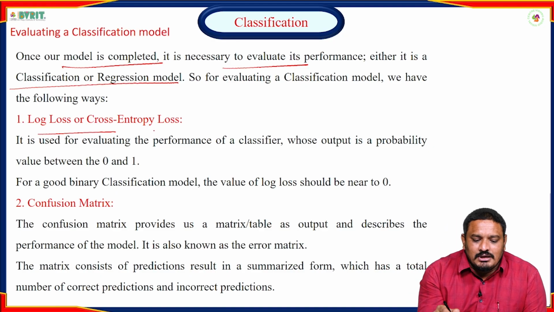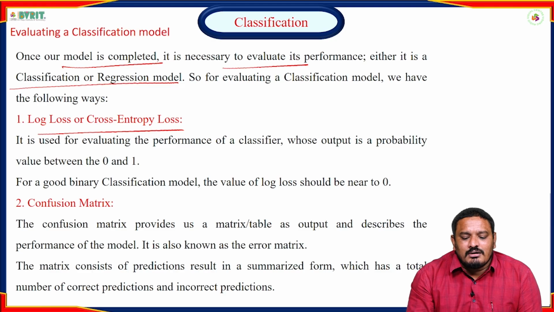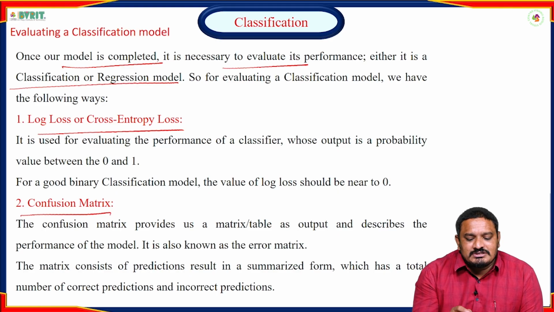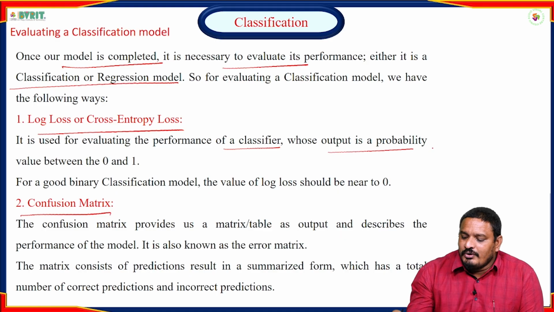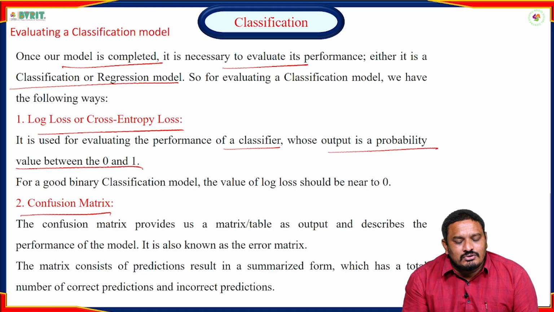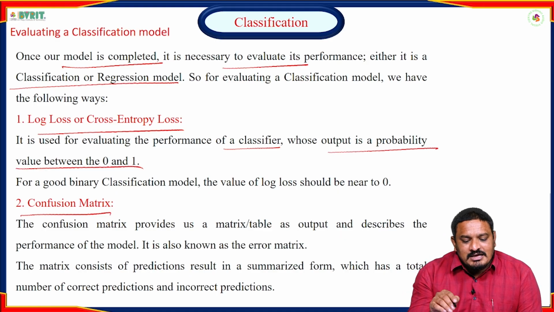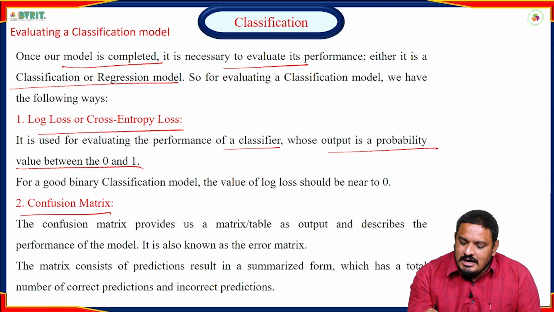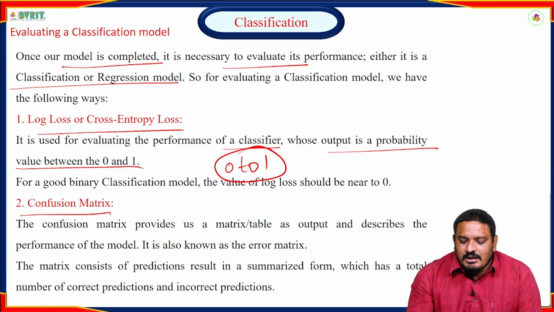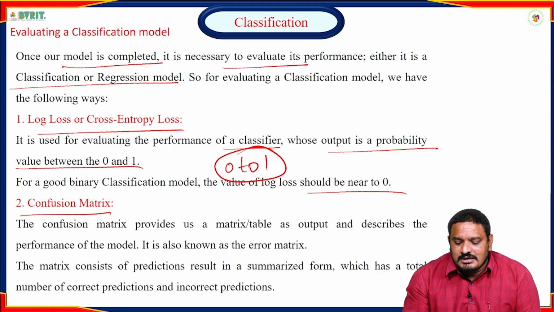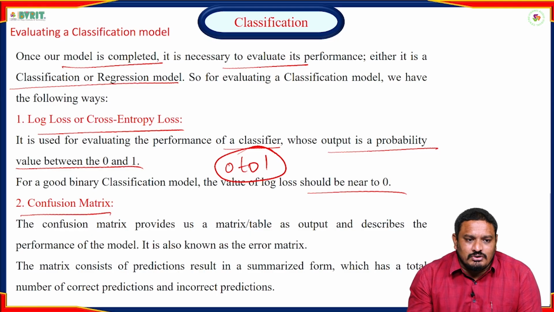The first one is log loss or cross entropy loss. The second one is the confusion matrix. Let's see them one by one. The first one is evaluating the performance of the classifier. The output is a probability value between 0 and 1. The entropy loss value is always between 0 and 1 only. For a good binary classification model, the log loss should be near to 0.